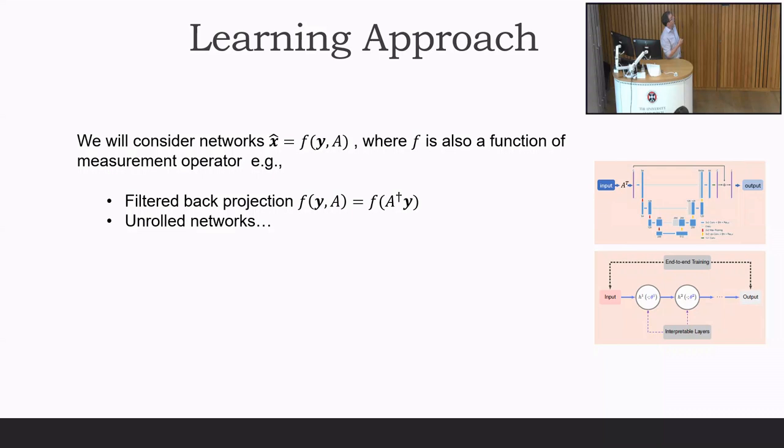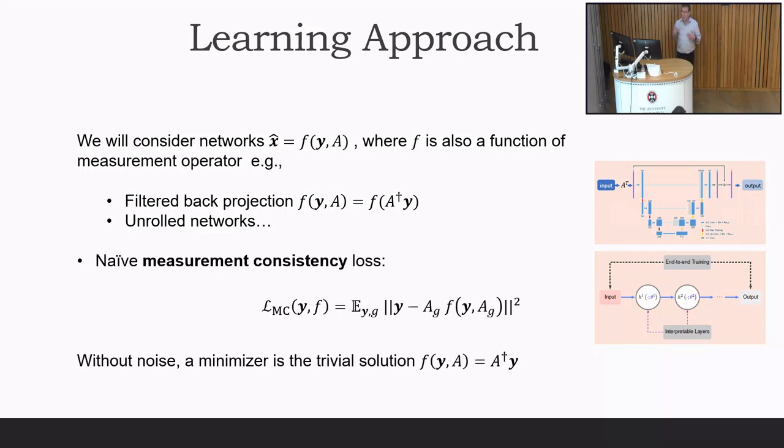So other ways of doing it are unrolled networks, which, as I said, approximate or are inspired by iterative optimization algorithms that solve the penalized least squares problem and explicitly take the A in there. Okay, so maybe this is all we need to do. We've now got our neural network that learns both on taking in measurements and the different operators, can we use naive measurement consistency loss? And the answer is no.